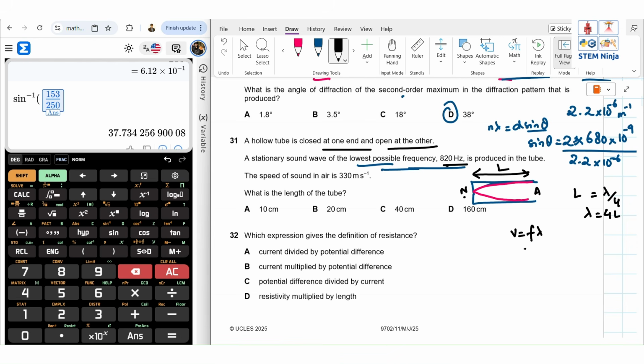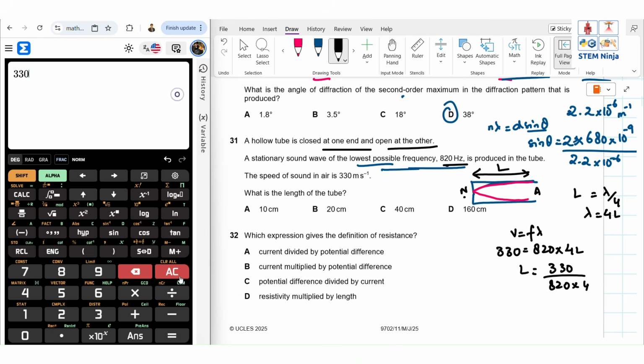So we have frequency, which is given as 820, times 4L, and 330. So L would be 330 divided by 820 times 4. So 330 divided by 820 divided by 4. So that is 0.1 meters, which would be 10 centimeters.